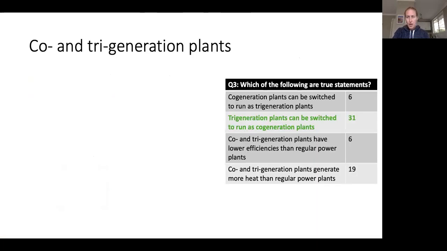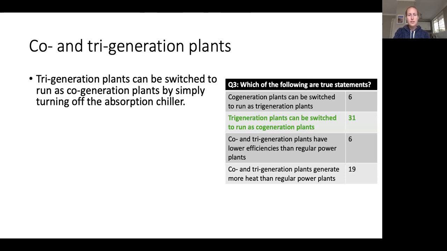So a lot of you answered that correctly, but there were also quite a few who said that co and tri-generation plants generate more heat than regular power plants. So that's not correct. They generate about the same amount of heat, but the difference is that co and tri-generation plants use that waste heat for something more useful instead of it just being waste heat.